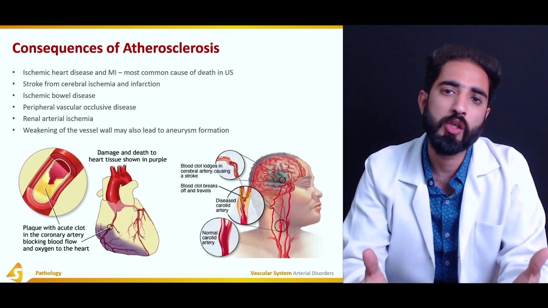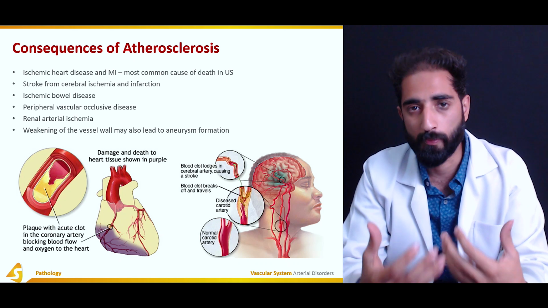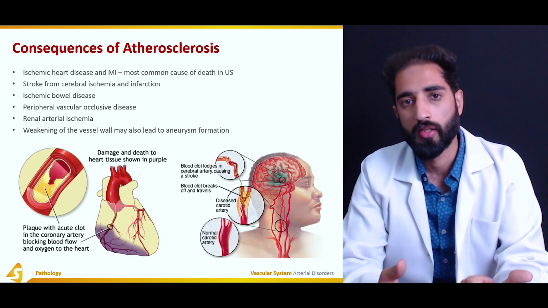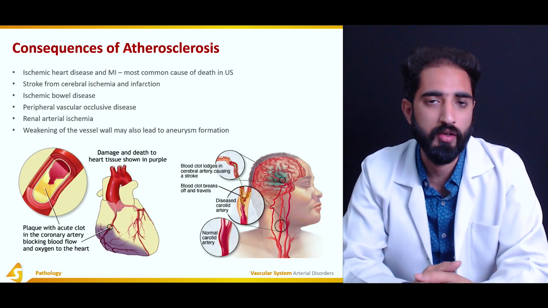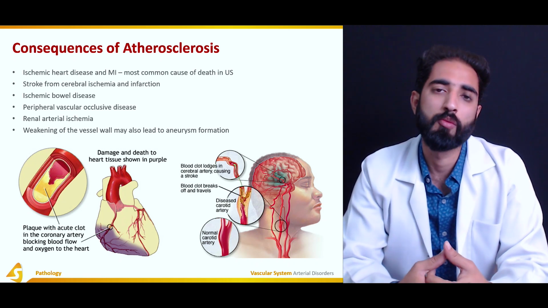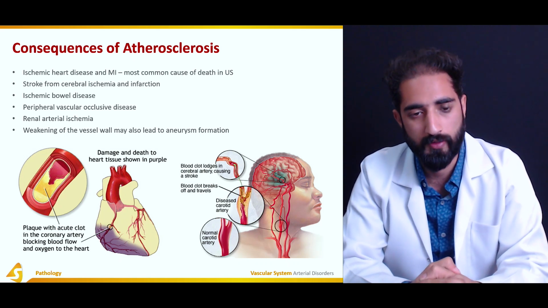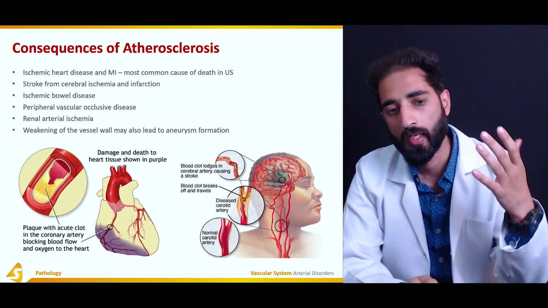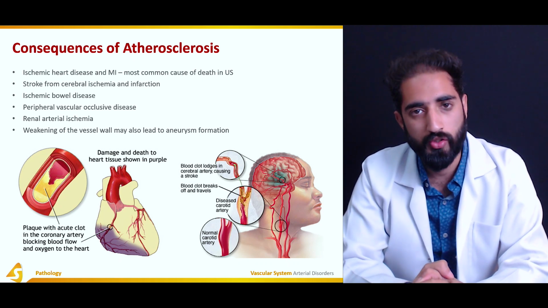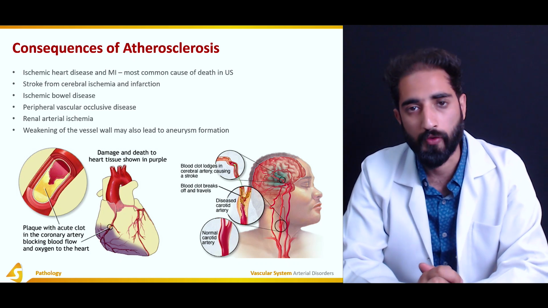Now, what are the consequences of this condition? The consequences of atherosclerosis, most importantly, are stroke and ischemic heart disease or myocardial infarction. And ischemic heart disease or myocardial infarction is also the most common cause of death in the United States. On the other hand, stroke from cerebral ischemia infarction can also occur as a consequence of atherosclerosis.